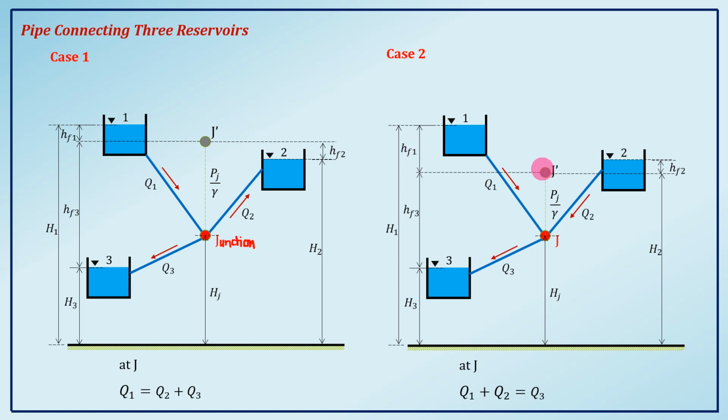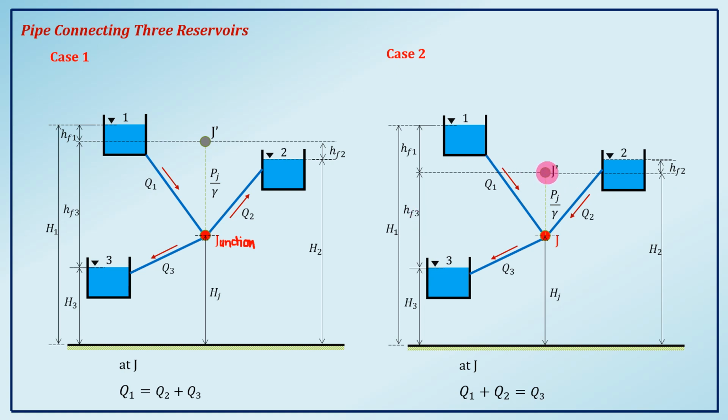And so, if you know the location of J prime, it's easy to get our head losses. Because from the liquid surface to your J prime, that is just your head loss. So, for example here, from your reservoir 1 up to the J prime, you have HF1. Then J prime up to the liquid surface, that is your HF2. Then J prime up to the liquid surface of the third reservoir, HF3 naman.